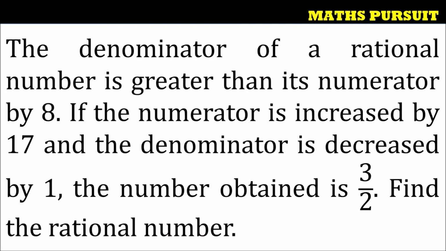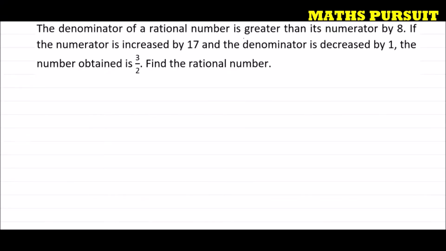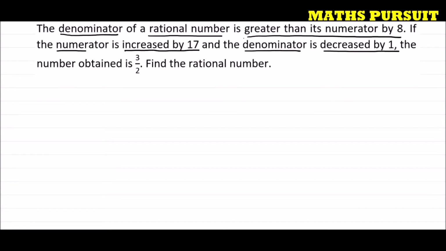So guys, let us see how we can answer this question. The question here is telling us the denominator of a rational number is greater than its numerator by 8. If the numerator is increased by 17, and the denominator is decreased by 1, the number obtained is 3 upon 2. Find the rational number. So guys, let us see what we can do now.